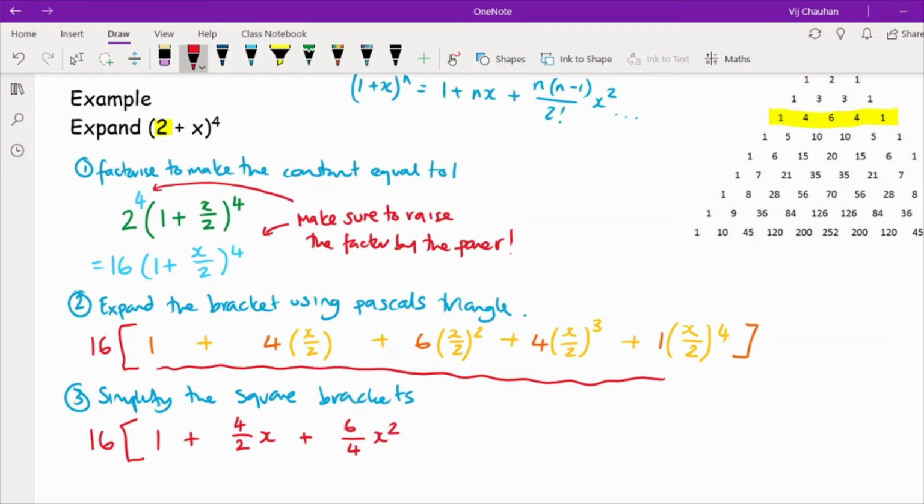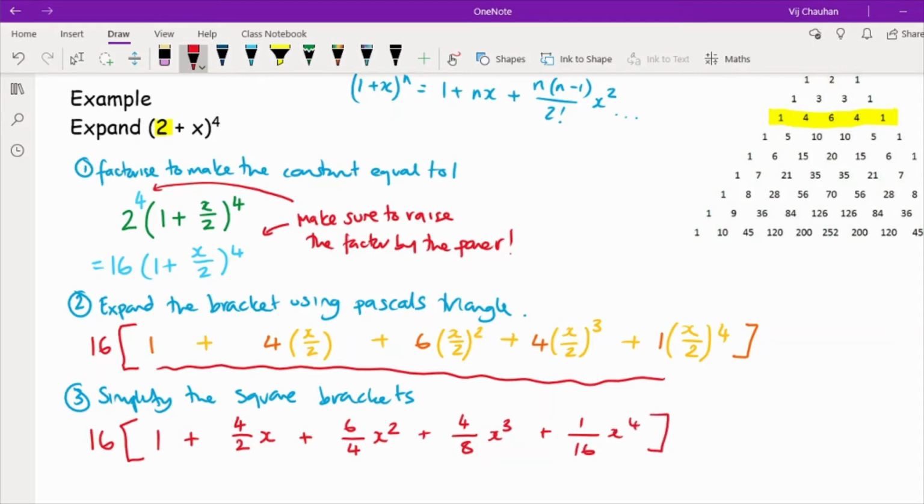And again, remember, I've got to do x squared. So when I'm squaring this, I need to square both the numerator and the denominator, so that becomes x squared over 4, and times that by 6 becomes 6 over 4, plus 4 over 8x cubed, plus 1 over 16x to the power of 4.